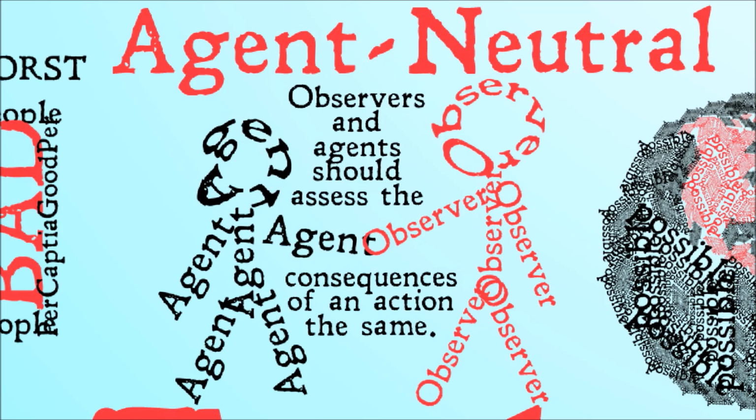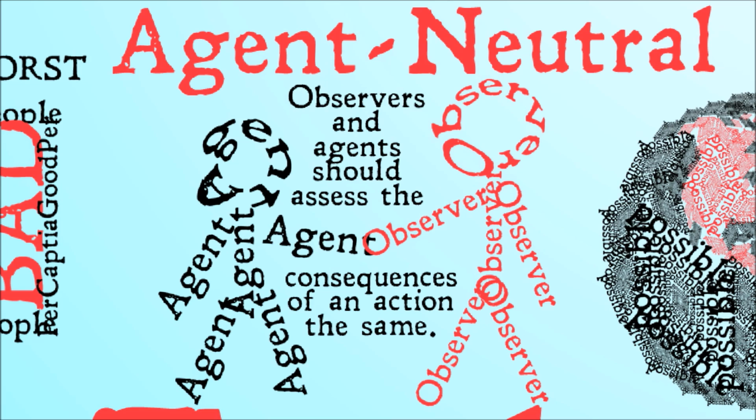You also can have an agent-neutral consequentialism. This is something we were talking about briefly when we touched on the difference between actual and expected consequentialism. So agent-neutral consequentialism is going to say that observers and agents should assess the consequences of an action the same. So if you're working with expected consequentialism and you want something to be agent-neutral, you need to be talking about those expectations in terms of something that we all have access to, not something that just exists in your head.